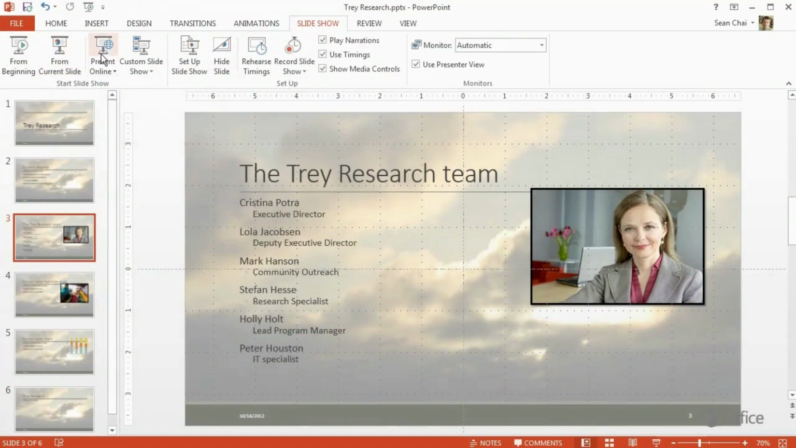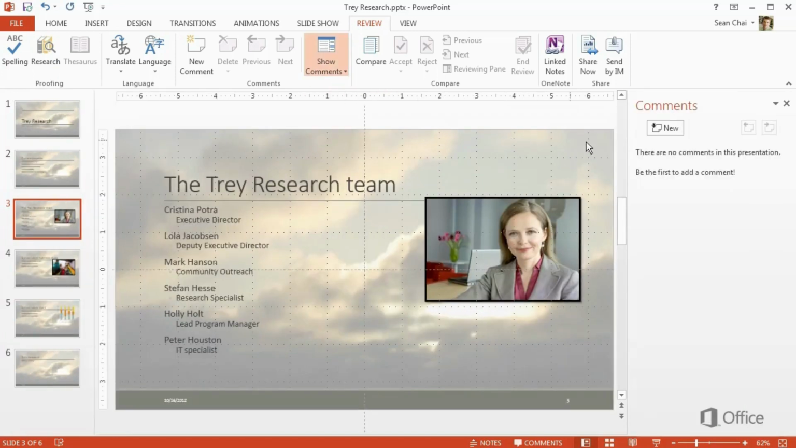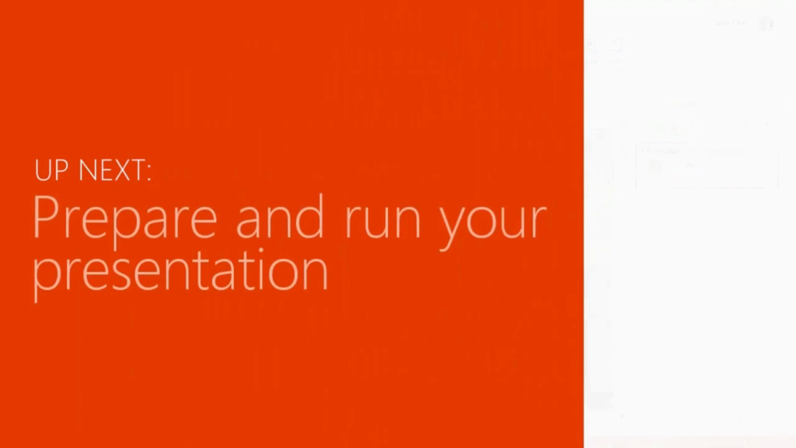Before you call your presentation finished, you can go to the Review tab and click here to run the spell checker. This is also where you can add and review comments. For example, you could email the presentation file to others on your team and ask for comments. Then view the comments here. Up next, we'll prepare and run the presentation.